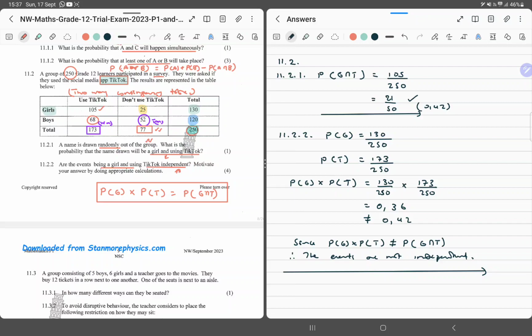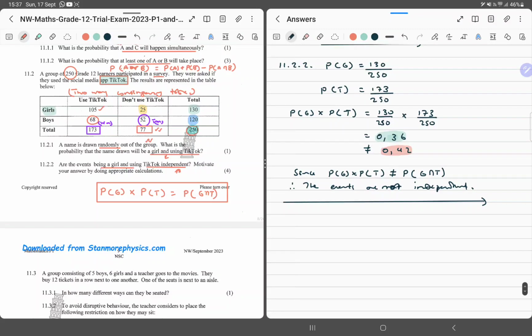Okay guys, so we proved these two things are not independent because this one here is not equal to this one there, and this one we found out above, this one we found out now. So since that is not the case, the product rule doesn't hold, then the events are not independent. Ne? This is not, guys, not independent. Okay, so that is it, guys.